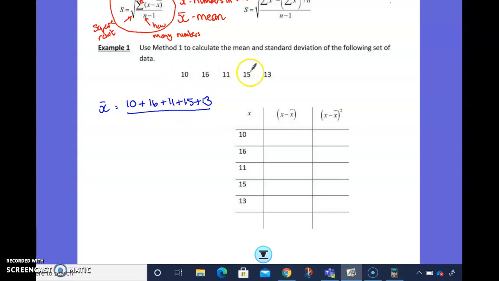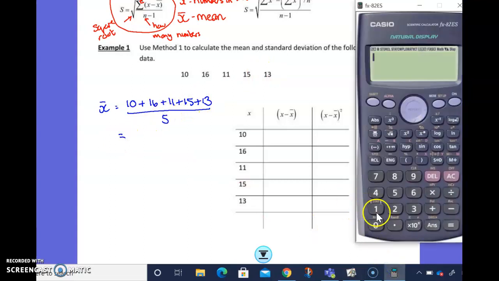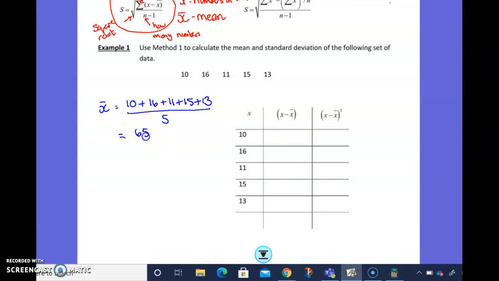So we're doing 10, add 16, add 11, add 15, add 13. I've got 1, 2, 3, 4, 5 numbers, so I'm dividing by 5. So 10 plus 16 plus 11 plus 15 plus 13 comes out to 65. Divided by 5 gives us 13. Next thing we're going to do then is draw up a table. First column of the table is going to be X, which is just the numbers in the list. You don't need to change the order of them, just the order they're given in is absolutely fine. So we've got 10, 16, 11, 15 and 13.